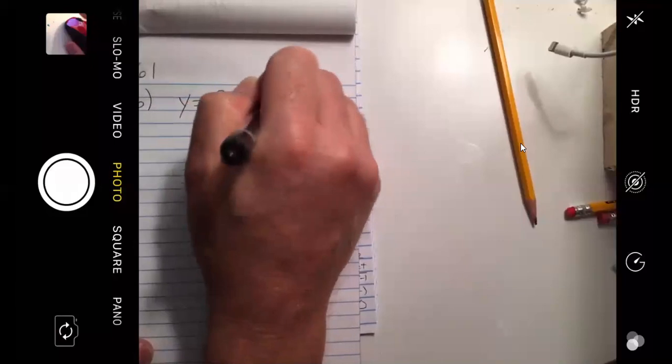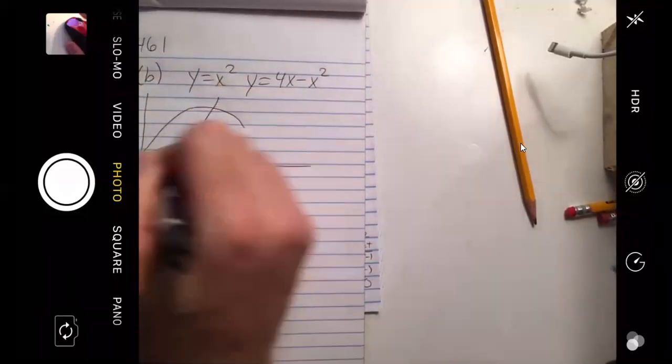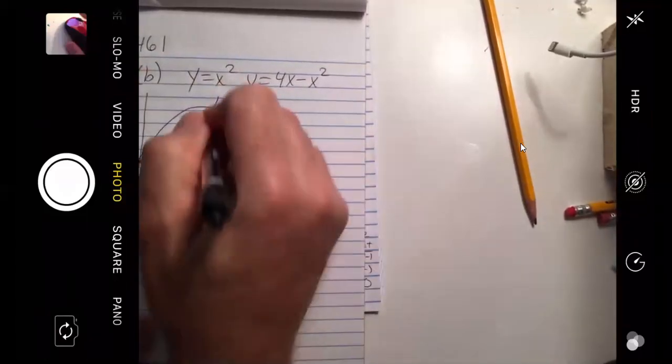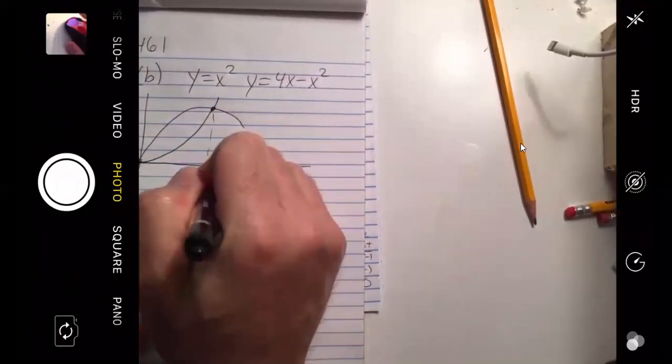Page 461, 15b. You had x squared and 4x. I did the graph just to speed things up. You had the parabola doing this, and the other curve did this. I'm leaving off the left side of the parabola. And doggone, wasn't it 2? I guess I could flip back and find it. Wasn't that intersection 2? Yeah, it was 0 and 2.